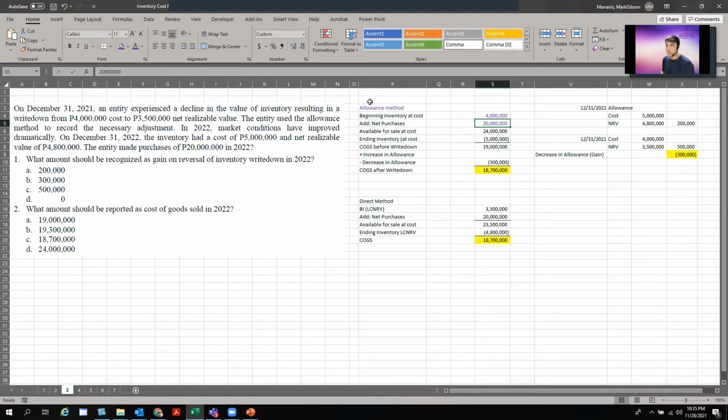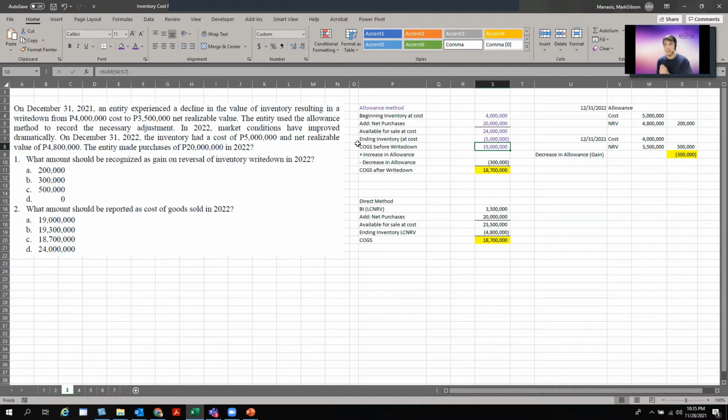So add the two, you'll get your goods available for sale, again at cost. So that's 24 million. How much is the ending inventory? So ending inventory, again at cost, that would be 5 million pesos. No? So now we have the cost of goods sold before write-down. So that's 19 million. Stop muna tayo dyan. Wala pang kakaiba. No? Kasi nga yan yung basic accounting natin. That's how we calculate for your cost of goods sold.